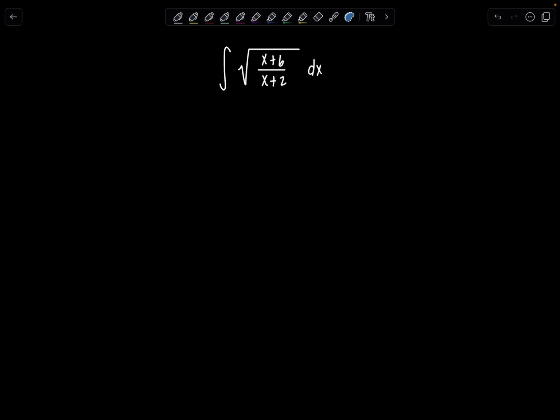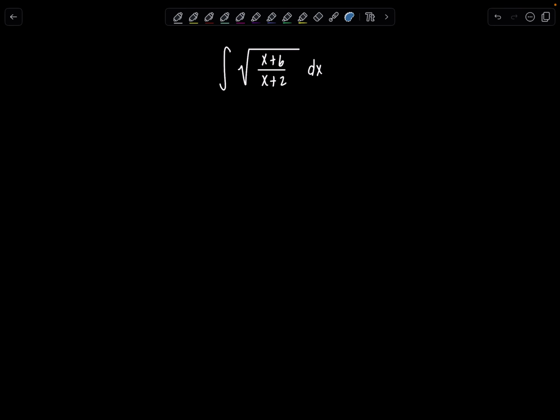We have the indefinite integral of the square root of x plus 6 over x plus 2 dx. So pause the video if you want to try it on your own. I know for a fact there's several approaches that you can take. I used trig-sub, believe it or not. And this integral is in response to a comment that a viewer left asking how I would solve this.